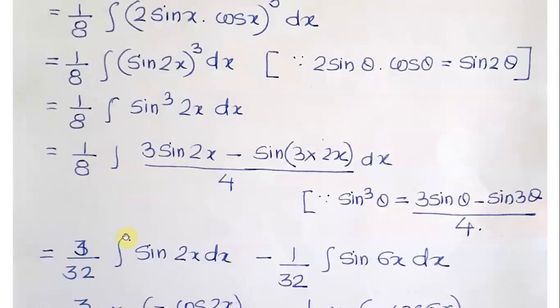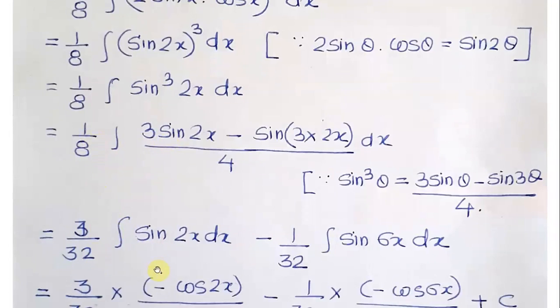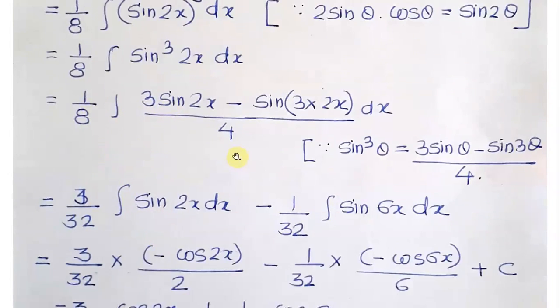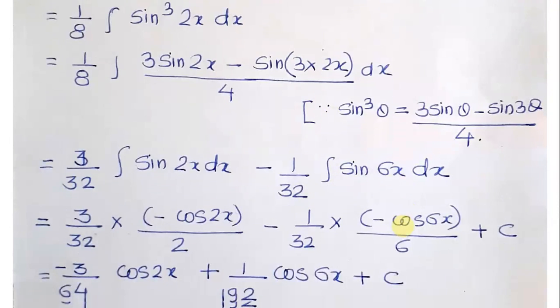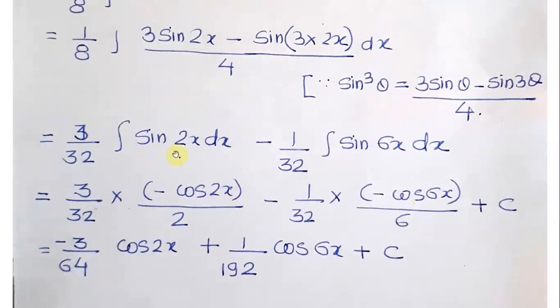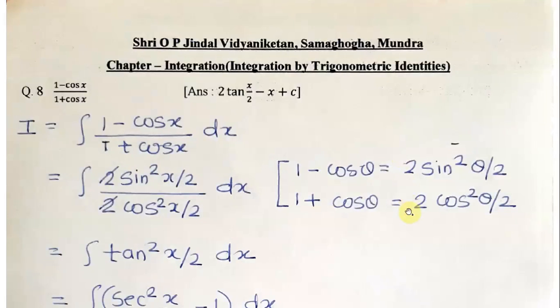For this particular integration, it will become 3 upon 32 and integration of sin 2x. Similarly, this 1 upon 32 will multiply in this integration, so 1 upon 32 will lie outside and this will be integration of sin 6x dx. Now you know that separate integrations can be easily simplified. Integration of sin x is always minus cos x, and since it is a linear polynomial, the differentiation of 2x is 2 only. Similarly, the differentiation of 6x is 6 only.